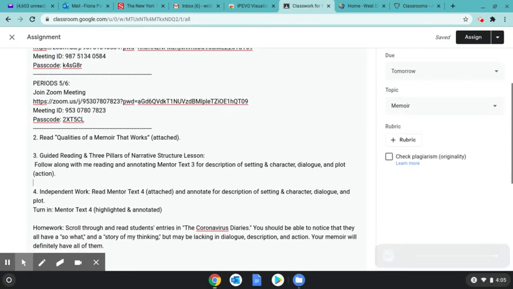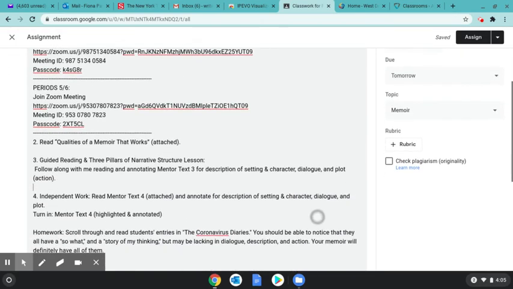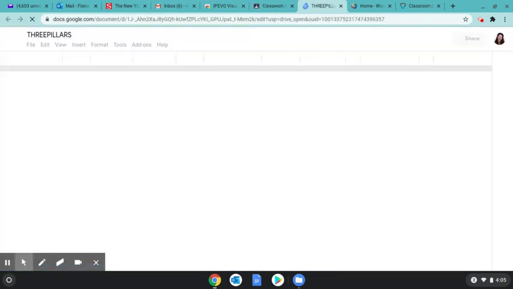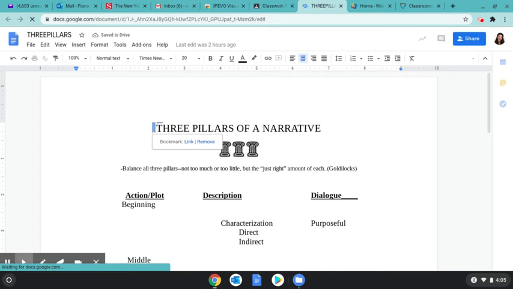Hi, everyone. Today's lesson is about what we call the 3 pillars of narrative writing. So, whether you are writing fiction or a nonfiction memoir, you want your writing to have these 3 things. And they're called pillars because I always think of the pillars on the White House. They hold up the structure. Your narrative, whether it's fiction or nonfiction, cannot exist without these pillars holding it up.